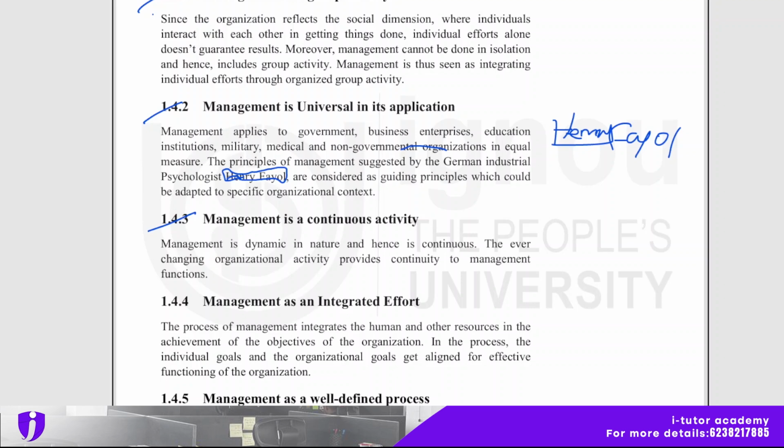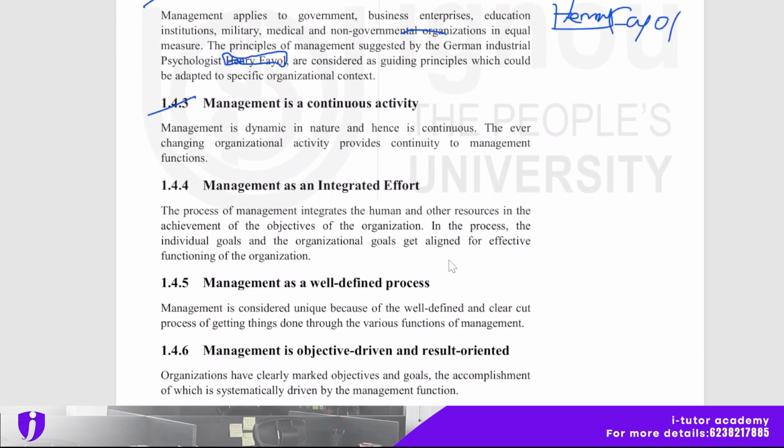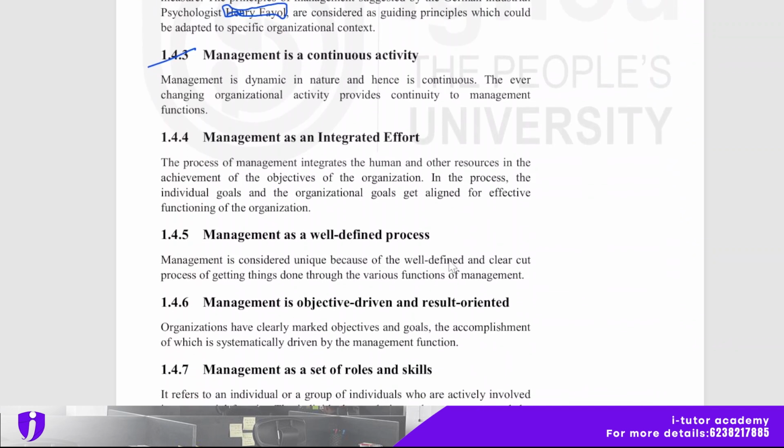And the fourth one is that it is an integrated effort. Why is it an integrated effort? The process of management integrates human and other resources in the achievement of objectives of the organization. In the process, the individual goals and the organizational goals get aligned for effective functioning of the organization. That is the fourth characteristic of management.